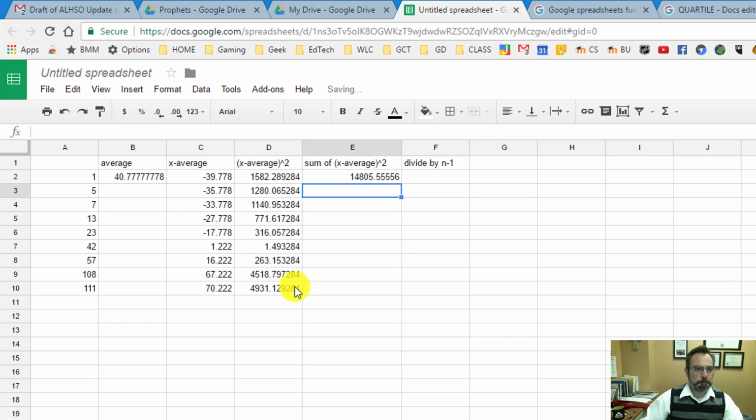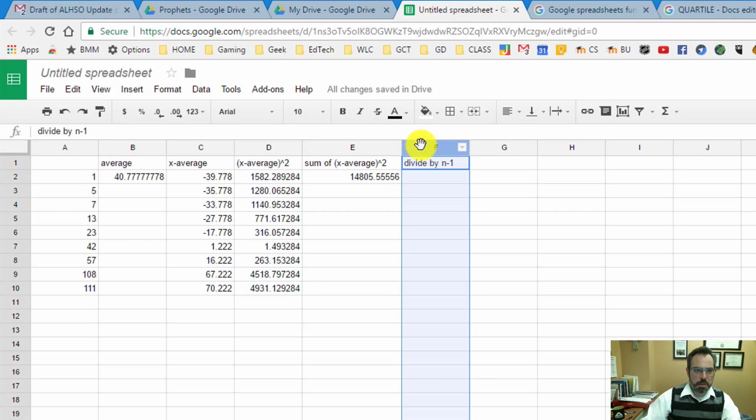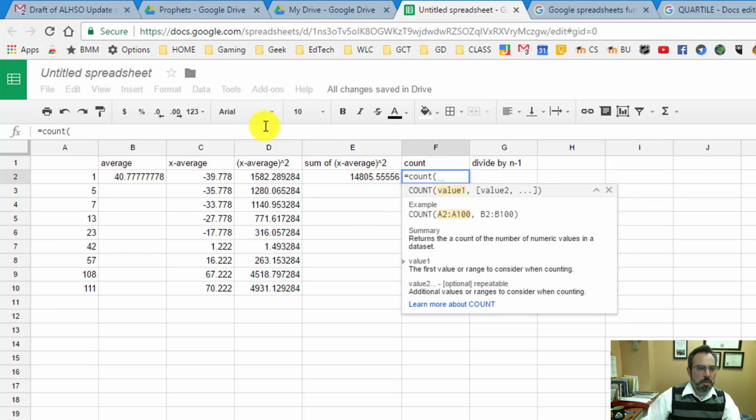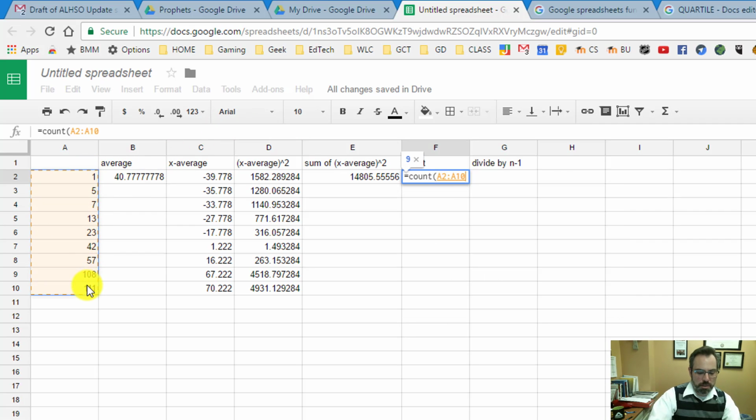All right. I'm going to do one other one in here just to show you something. So I'm going to insert a row here, one to the left. I'm going to do a count. How many? That's the number of n. So looking at this, I know there's 9 numbers. I'm going to do equals count, and it basically is just going to count how many numbers there are. And it says 9.